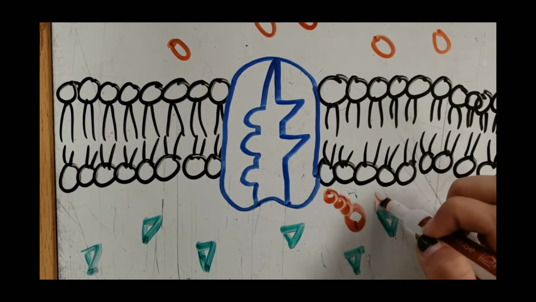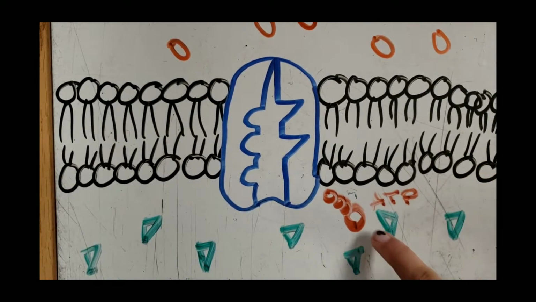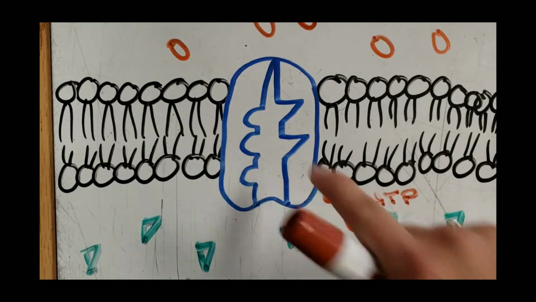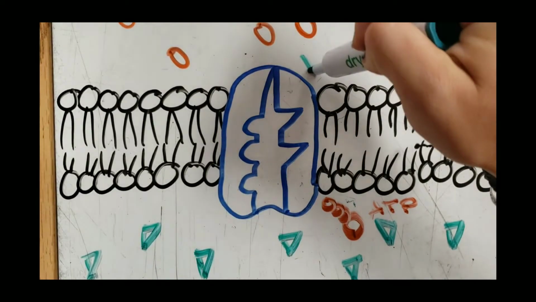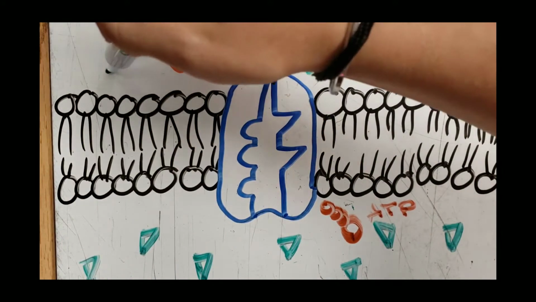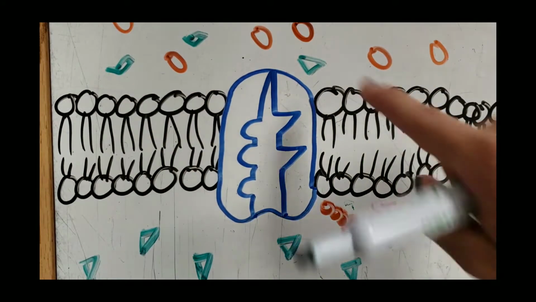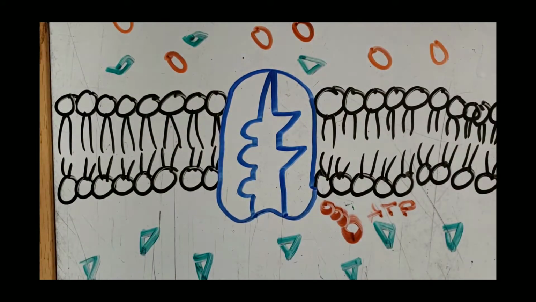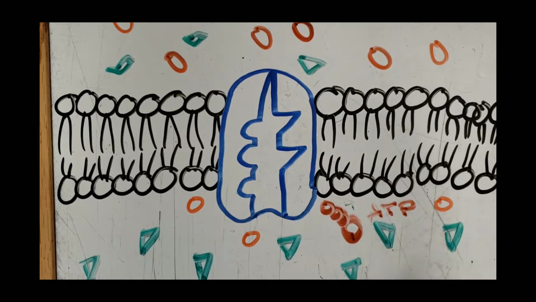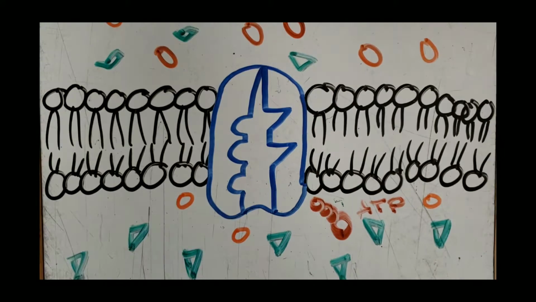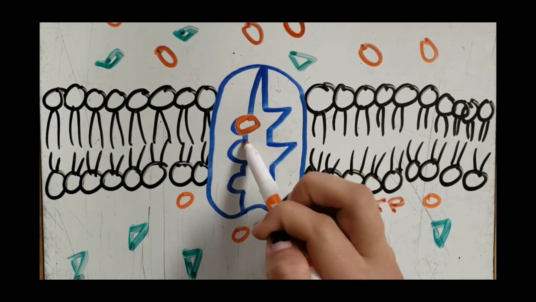On the inside of the cell, we also have ATP that will be providing us with energy, which will bind to a certain side of the pump. As you can see, the concentrations of both the inside and the outside of the cell aren't perfectly distributed, but there are higher amounts of sodium and higher amounts of potassium.